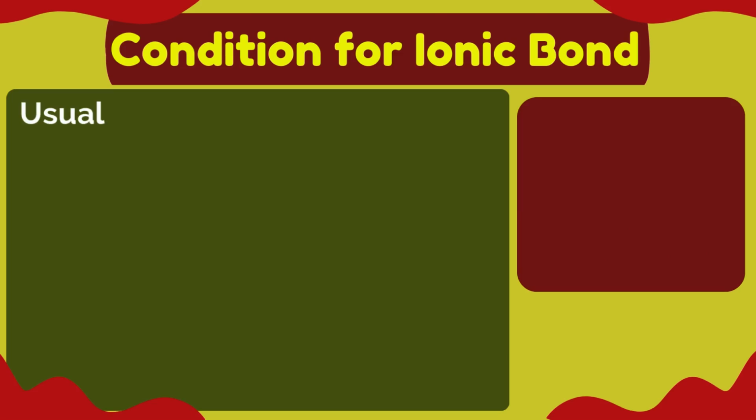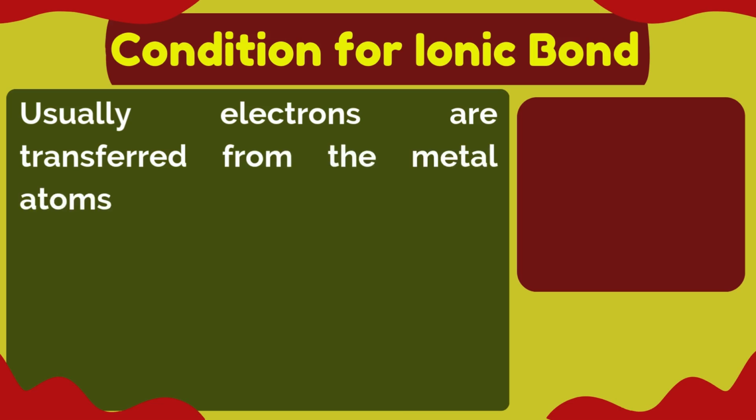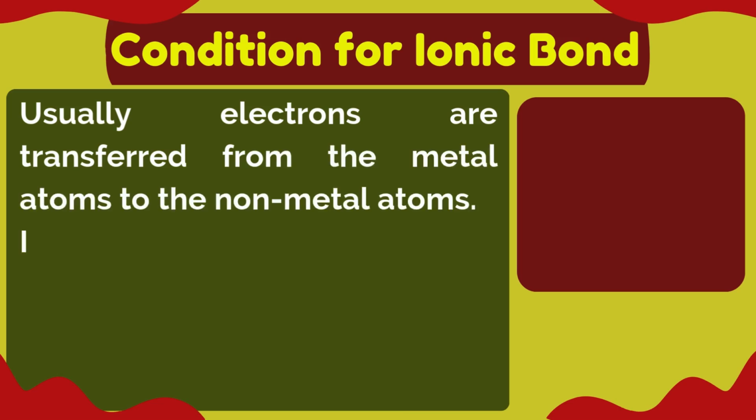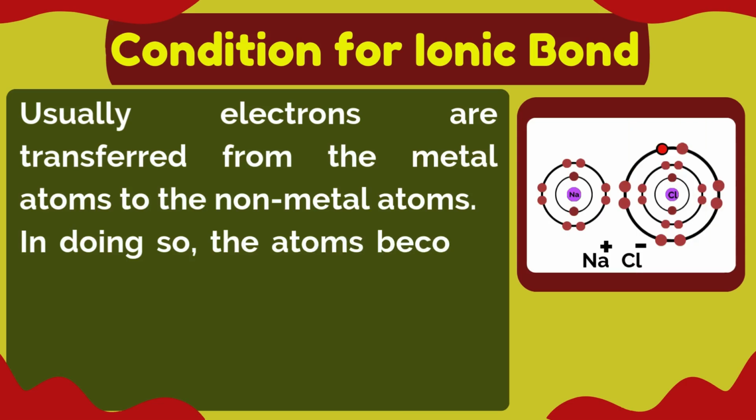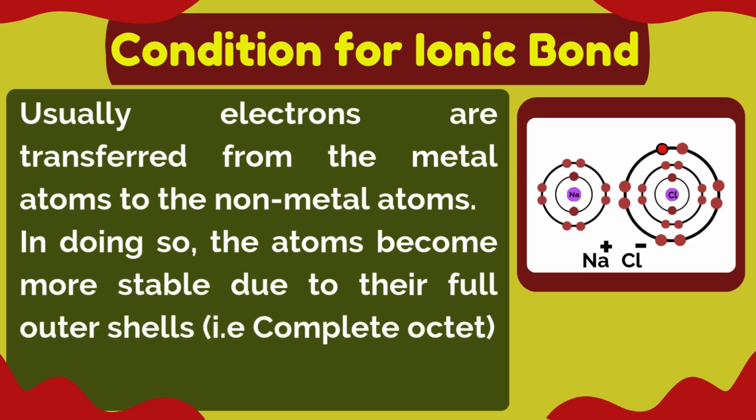For ionic bond formation, usually electrons are transferred from the metal atoms to the non-metal atoms. In doing so, the atoms become more stable due to the full octet of electrons they gain in their outermost shell.